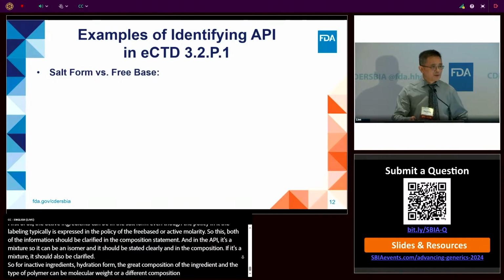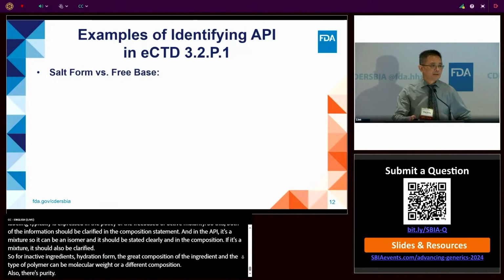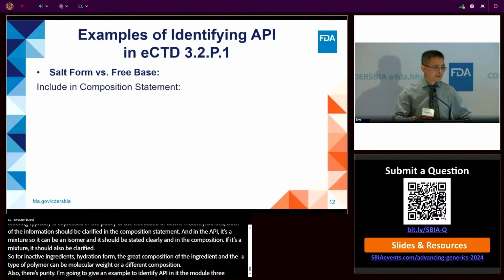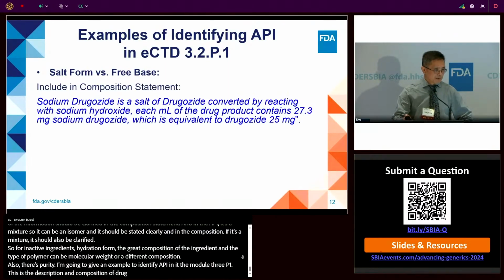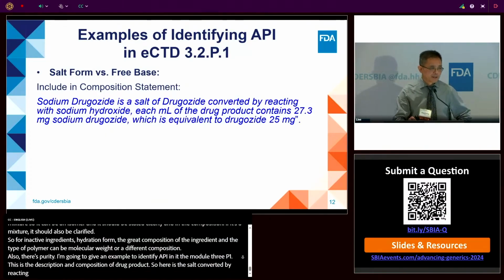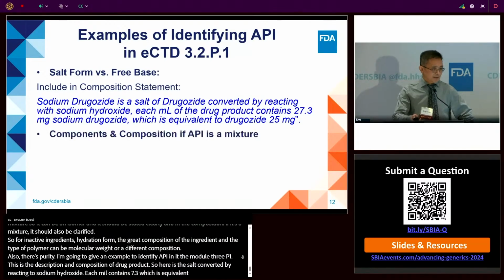So I'm going to give an example to identify the API in Module 3, P1. P1 is the description and composition of the drug product. Here it says sodium jurazide is a salt of jurazide converted by reacting with sodium hydroxide. Each mL of the drug product contains 27.3 mg sodium jurazide, which is equivalent to jurazide, which is the free base, 25 mg.